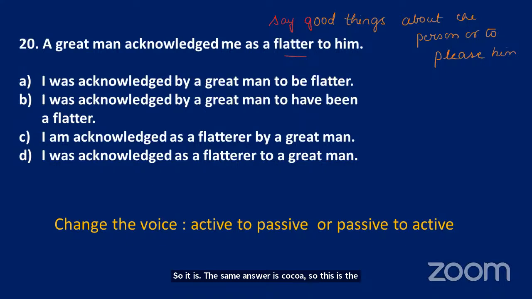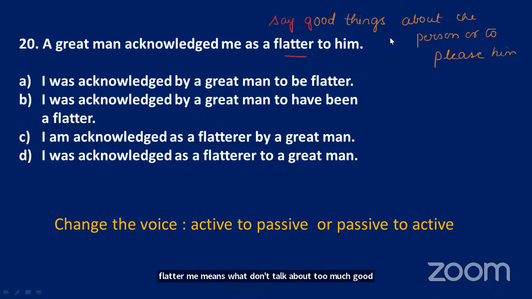A great man acknowledged me as a flatterer to him. All right. So before you read the sentence, you should understand the sentence, isn't it? So I have just written the meaning of that for you to understand. So it is like saying good things about the person or to please him. Usually what do you mean by flatter? We say, no, don't flatter me. Means what? Don't talk about too many good things about me, so that I feel very flattered.